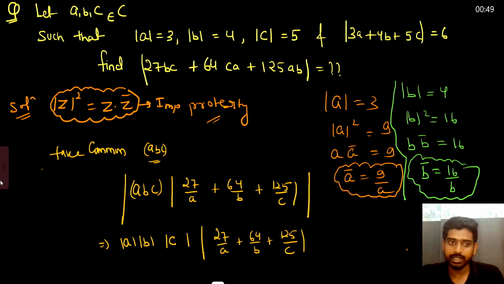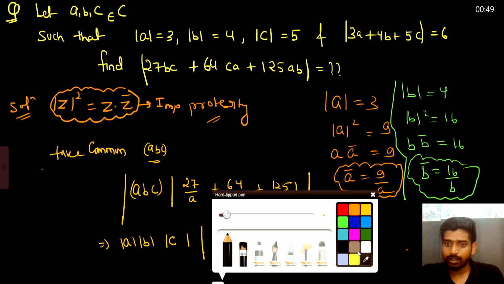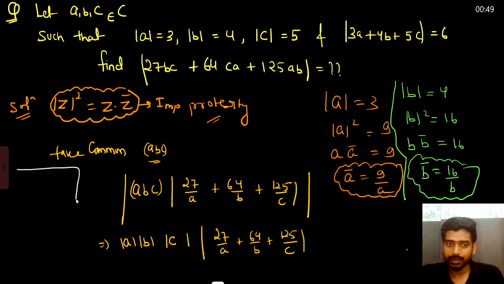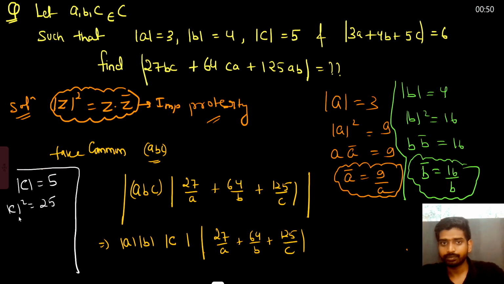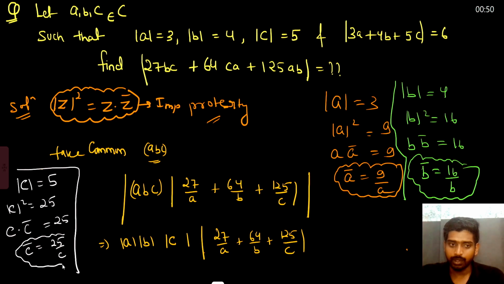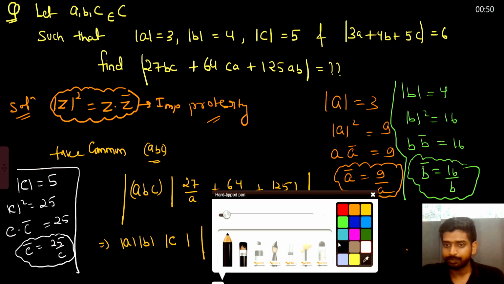Next for C also I'll see. For C, they have given modulus of C as 5. What is modulus of C square? This one is 25. Got it. Now modulus of C square I can write as C multiplied by conjugate of C is equal to 25. So from here I can also write that conjugate of C is nothing but 25 by C.